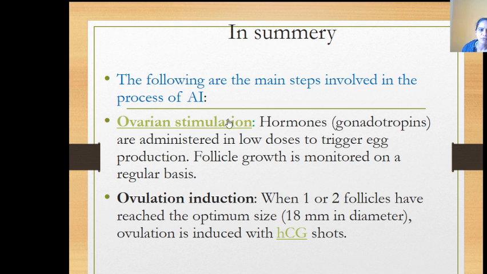So in summary, if we have to tell what exactly artificial insemination is, the first step is ovarian stimulation, where hormones are given so that more follicles are produced, released at least, and then usually ovulation induction is done. As we have discussed earlier, one follicle might not be successful, so more than one matured follicle is needed to confirm this process, and this is done by human chorionic gonadotropin shots. This will help in improved maturation and timely ovulation.